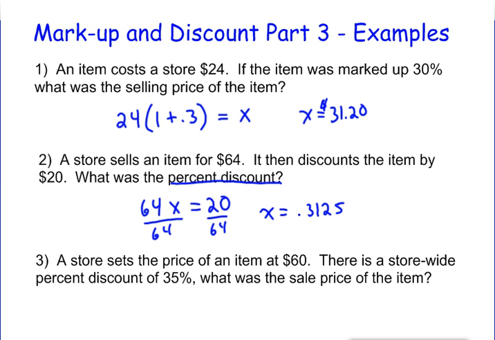0.3125. And that's not your actual answer. It's the solution to the equation, but the answer to the problem means you need to convert this to a percent, which is like moving it 2 decimal places to give you 31.25%. And finally, number 3, a store sets the price of an item at $60. There is a store-wide percent discount of 35%. What was the sale price of the item?